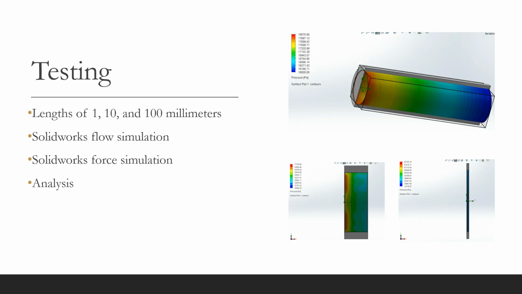Now, for the testing, there were lengths of 1, 10, and 100 millimeters. All 3 materials, like I said, have one each of these lengths, all with the same diameter of 25 millimeters and a 3 millimeter thick wall. This reflects the aorta. We used SolidWorks flow simulation. As you can see on the right, those are the results.